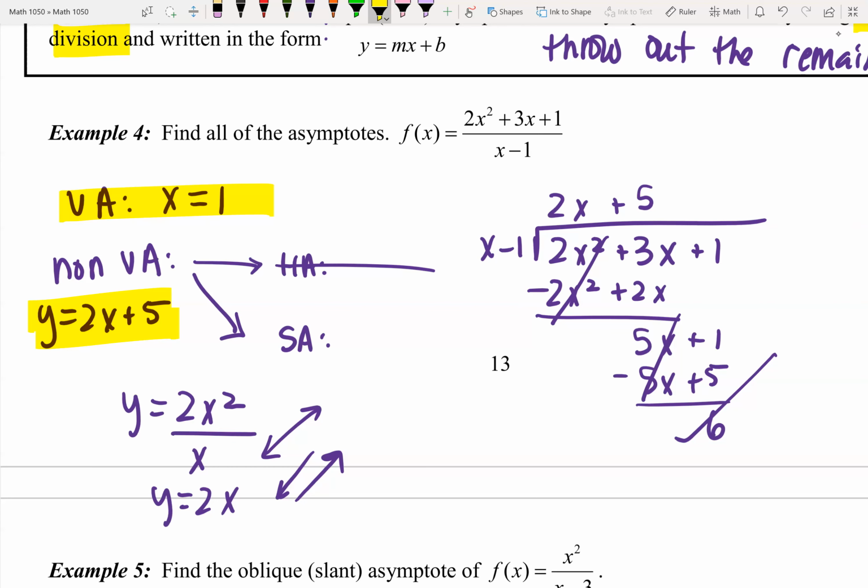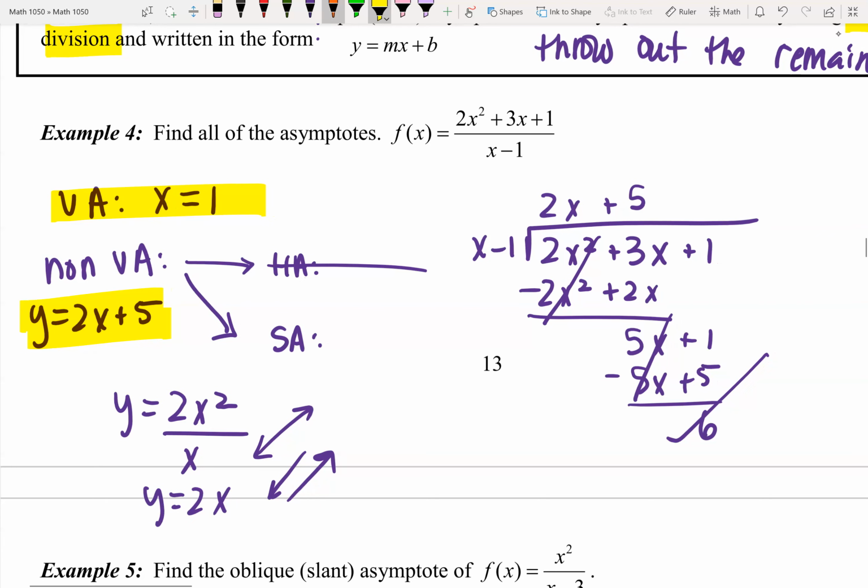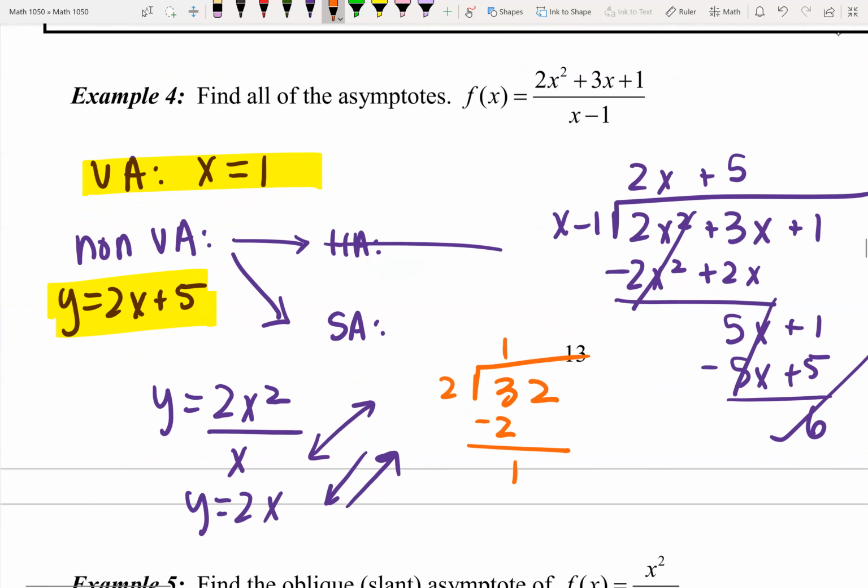Yes, honey? How come we changed the signs when we were doing the long division? Say it really loud. Why did we change the signs when we were doing the long division? Because when you do long division, like if I take 2 into 32, 2 goes into 3 one time, 2 times 1 is 2, and then I subtract. So it's this requirement of the subtraction that has me change it. Okay, great. Yes, sir? Can you do synthetic division on that? Not yet. Not yet. Okay?